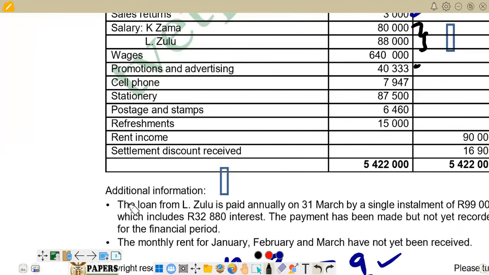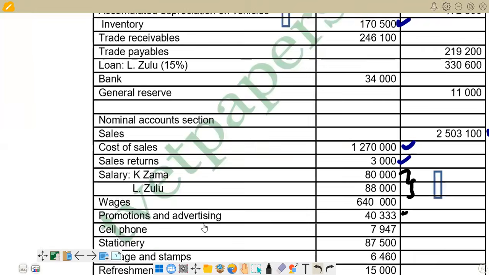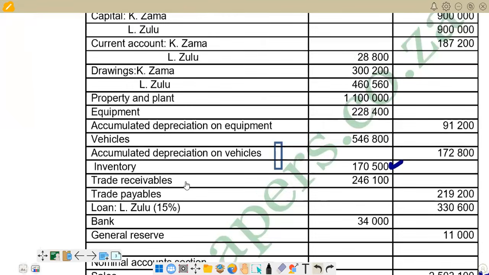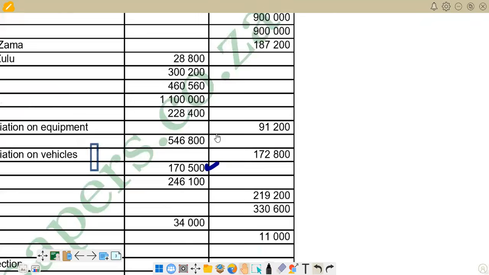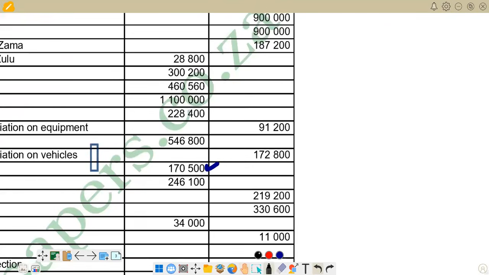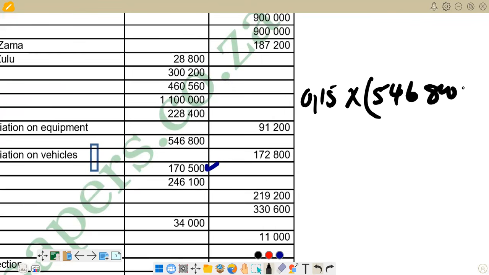So we go to our vehicles. I think it's mentioned there at the beginning of the question. The cost is here, on the debit side, 546,800. So what are we going to do? We are going to say our 15%, which is 0.15 as a decimal. We multiply it by the cost of vehicles, 546,800. Then we subtract the figure that was debited, which was supposed to go to maintenance, which is 16,200.